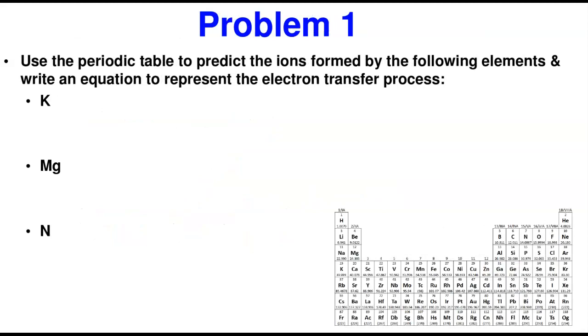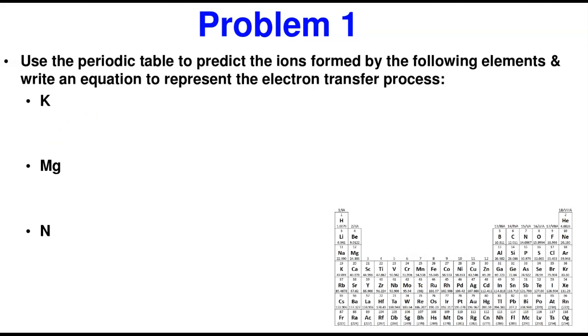Now, let's go to our problem immediately without wasting time. It says, use the periodic table to predict the ions that are formed by the following elements and write an equation to represent that electron transfer process. Now, the first thing we're going to do here is to look at the periodic table. Your periodic table will always be given to you.